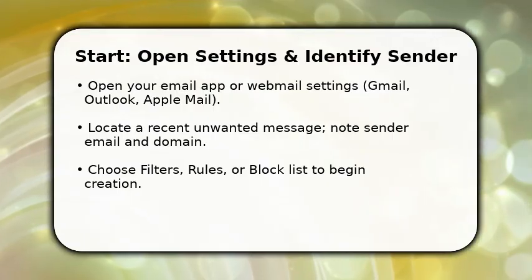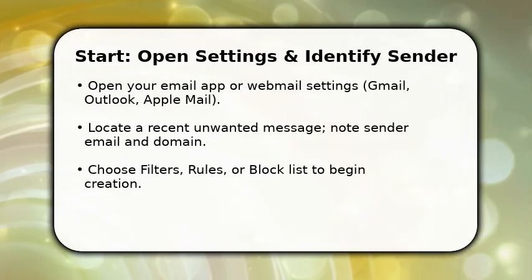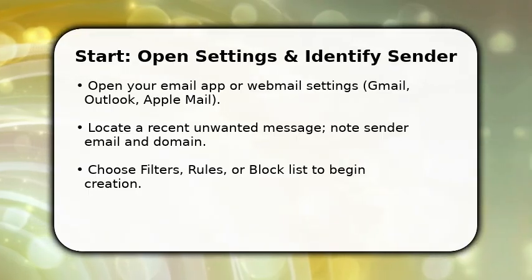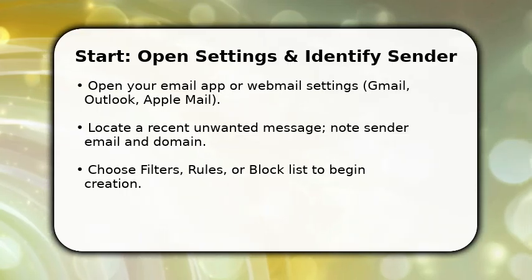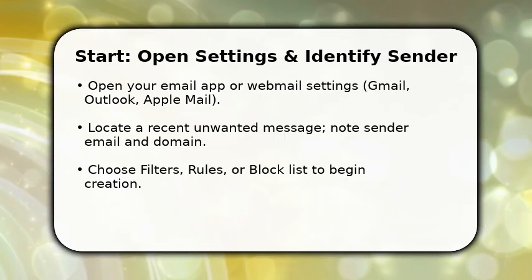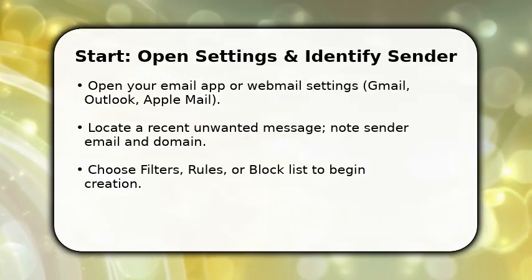You're going straight to the settings pane. Once there, open the unwanted message and copy the sender address and domain so you have precise matching criteria. Then navigate to filters or rules. Different providers call it different things, but the action is the same. Start a new rule now. Select from equals that address or domain. This prevents guesswork and targets the source.